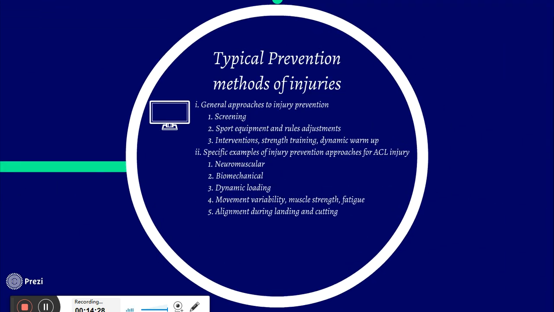Typical prevention methods for injuries involve screening. In the past, people have adjusted sport equipment or changed rules in sport to make things safer. Other interventions can include strength training and dynamic warm-up. There is more and more research on how these things relate to injuries.